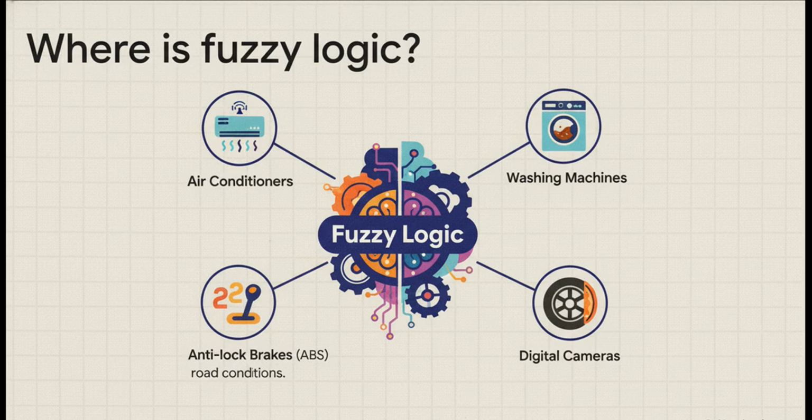In modern washing machines, it's sensing how dirty a load is to save water. In your car, anti-lock brakes use it to react to a slightly icy road. That camera in your phone, it's using fuzzy logic for image stabilization, compensating for a somewhat shaky hand. It's the secret sauce that lets these devices adapt so intelligently to our messy, unpredictable world.